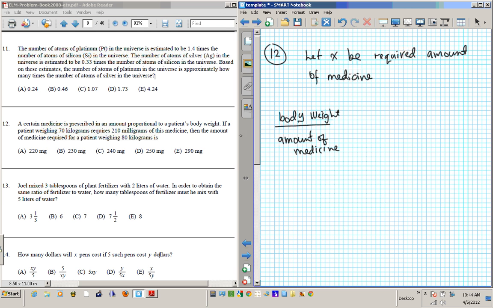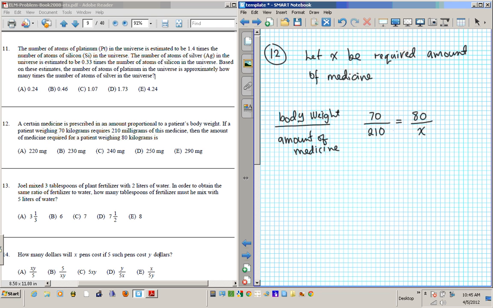So for the first one, we know that someone weighing 70 kilograms is going to have 210 milligrams. Okay. All right, but how about 80? If you weigh 80 kilograms, how many milligrams of medicine is required? We do not know. So that's X. That's what we're looking for. Call that X. Whenever I have a fraction like this, you can solve by cross multiplying.